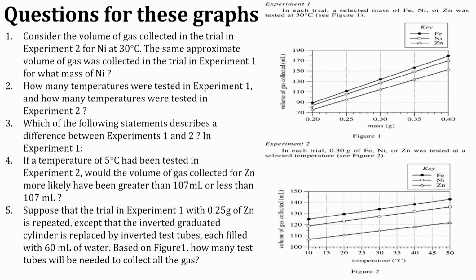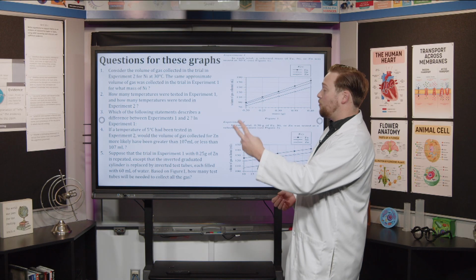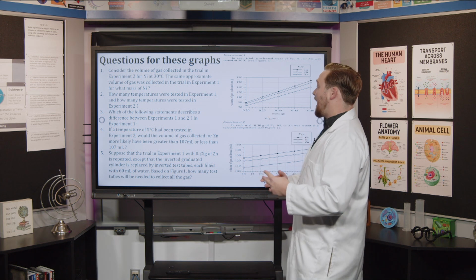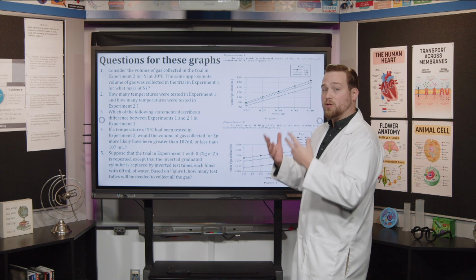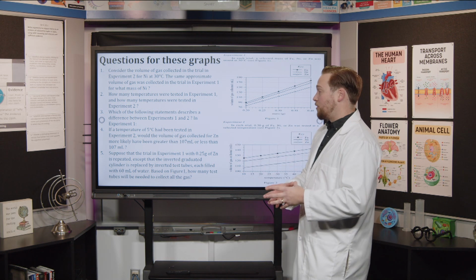Well, I'm going to need more than one because each test tube only holds 60 milliliters, so I'll need 2. Right? Because if I had 2 test tubes, that would be 120, and this 95 is less than 120. So I would need 2 test tubes instead of that graduated cylinder.